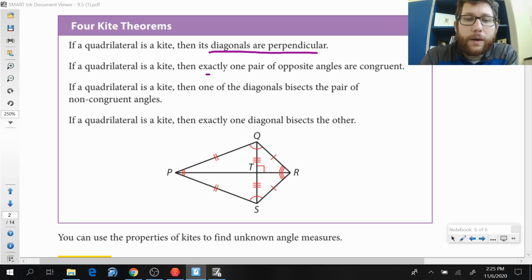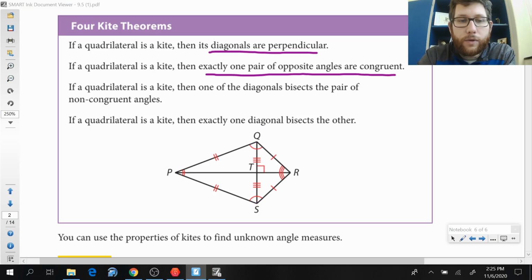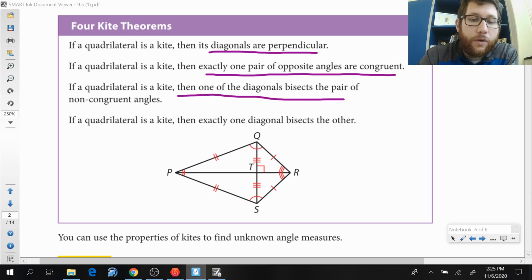Okay, it has exactly one pair of opposite angles that are congruent. So notice angle S and angle Q are congruent. So it's got one pair of opposite angles that are congruent, whereas P and R are not congruent. Right? It has one diagonal that bisects the angles. So the angles that aren't congruent, the other angles get bisected by PR. So kind of like a rhombus, but kind of not. And then if it's a kite, one diagonal bisects the other. And so then inside my kite, I've got these diagonals that are getting bisected. So one diagonal bisects both the other diagonal and also the opposite angle.